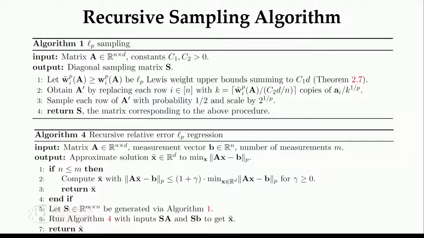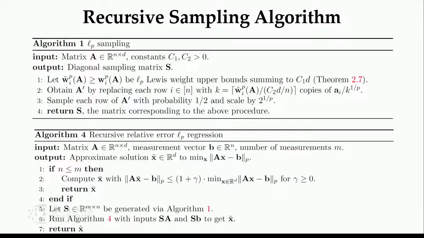You need to set this C2 to be large enough. This just influences the overall error in the chaining argument that you look at, and it can be accounted for by adjusting epsilon in other places. So the number of rows is going to go down by a constant factor.